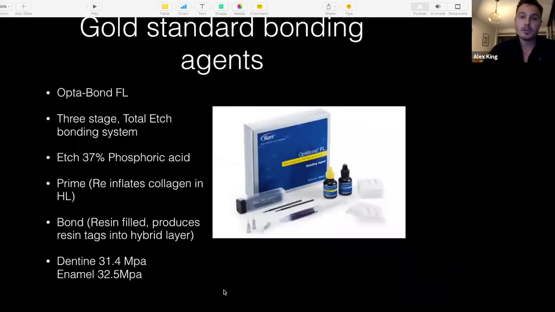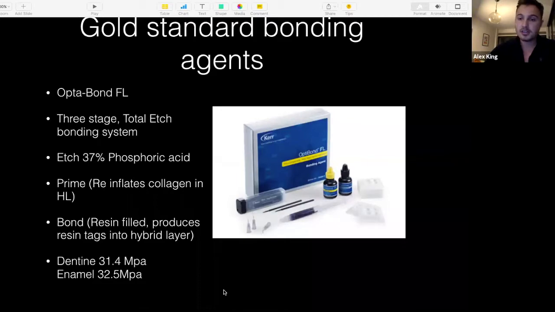So after that, we'll go talk about gold standard bonding agents. A gold standard bonding agent really is the one that is working the best, and there's three that come to mind especially. So Optibond FL. And Optibond FL is a 3-stage system: etch, prime, bond, and it's a total etch system. So it means that you are doing the etching, the actual bond or the primer isn't doing the etching.